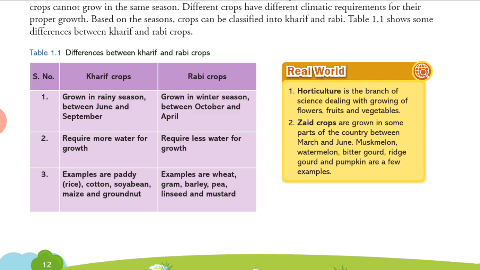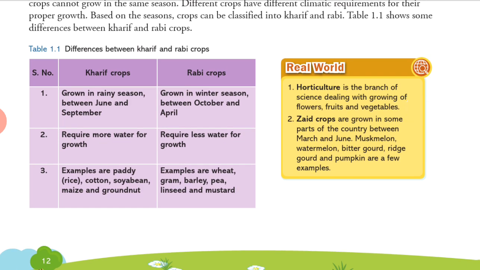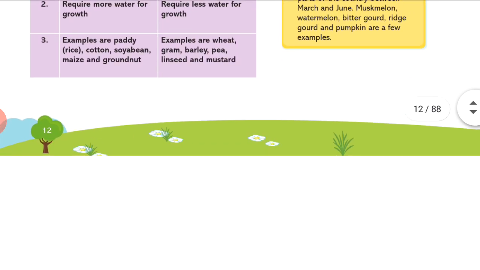You can see in the real world also. Horticulture is the branch of science dealing with growing of flowers, fruits, and vegetables. Growing of flowers, fruits, and vegetables is called horticulture. Zaid crops are grown in some parts of the country between March and June. Muskmelon, watermelon, bitter gourd, ridge gourd, and pumpkin are a few examples of Zaid crops.